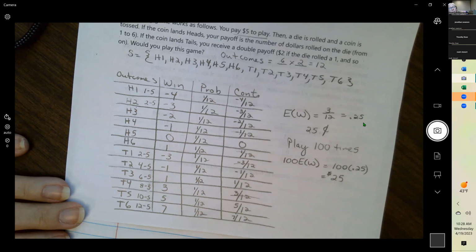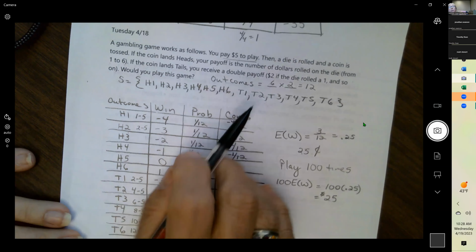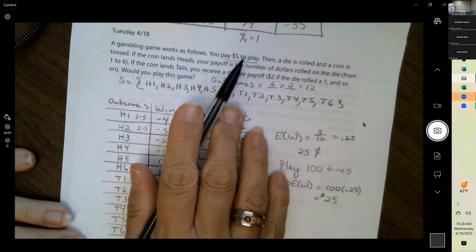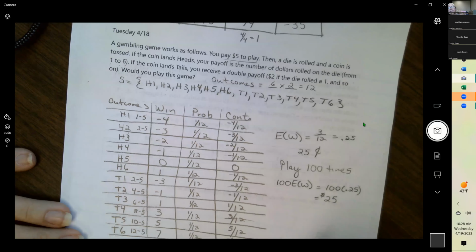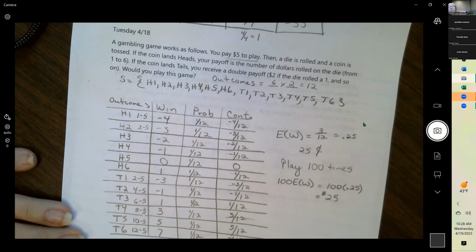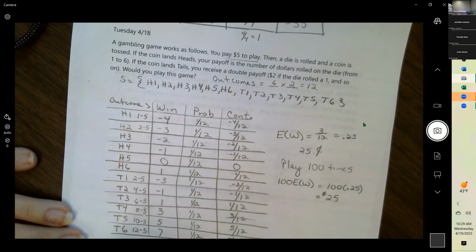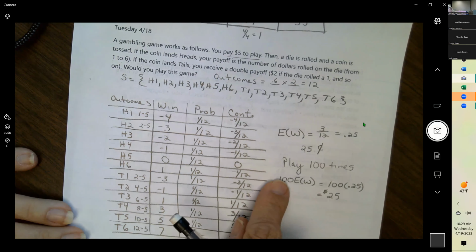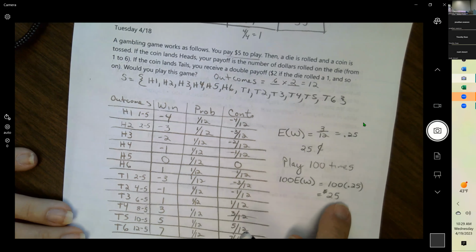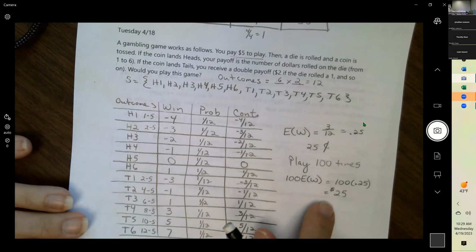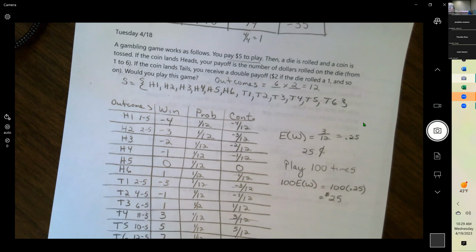So you have to pay $5, $500 to win $25? Well, no. It's saying if you played and spent $500, you would be ahead 25. So you'd still have your 500. Oh, okay. We included that in here. We subtracted the 5 out. So if you play it 100 times, you'll be ahead $25. So you'd have the 500 plus that. Okay.